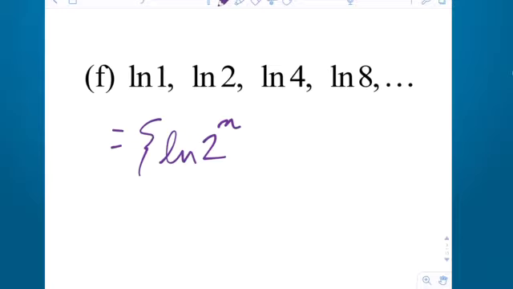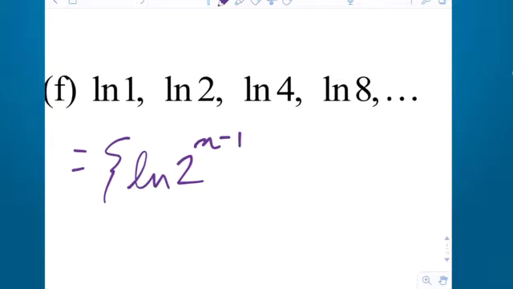Okay? When n is 1, I get natural log of 2. I want a 1. When n is 2, I get the natural log of 4. That's the third term, not the second term. So I'll do minus 1. Does that work? Now when n is 1, 1 minus 1 is 0, 2 to the 0 is 1. Got it. When n is 2 for the second term, 2 minus 1 is 1, 2 to the first. That works right there.